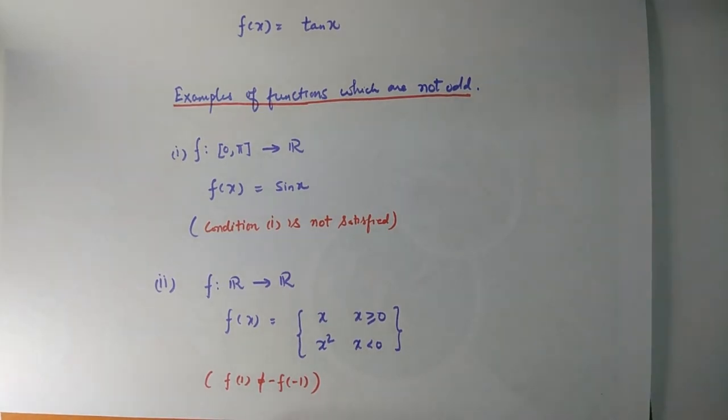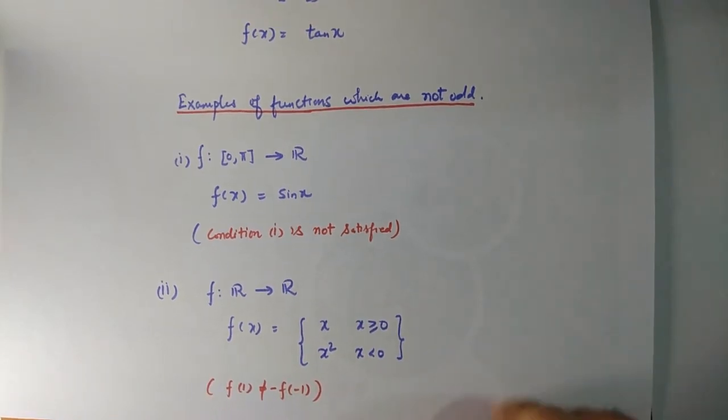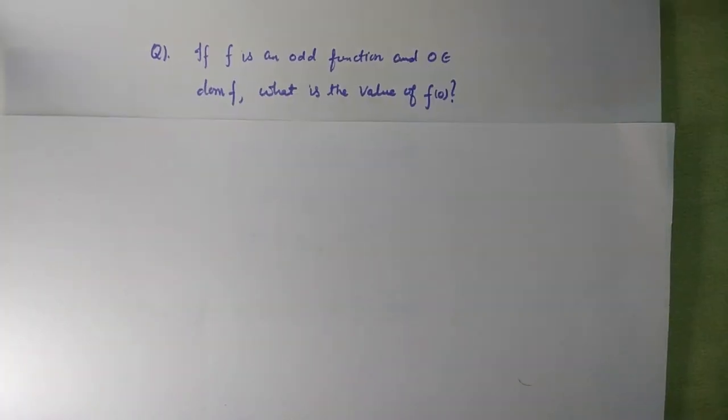Because as you can check, f of 1 is equal to 1 and f of minus 1 is also equal to 1. Therefore, f of minus 1 is not equal to minus of f of 1. Hence, the second condition is not met and therefore this function is not an example of an odd function. Let us take a small exercise.